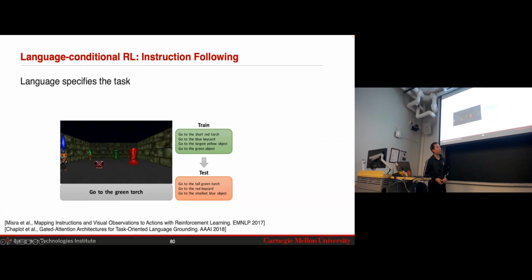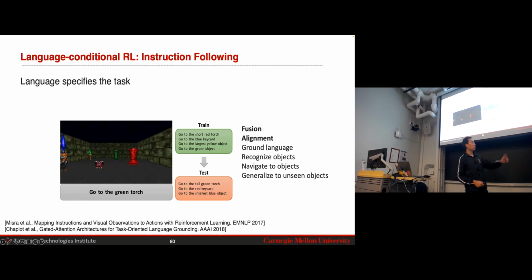So in detail, the first type is more language conditional, where language specifies a task. We've already seen this example where you give an instruction, go to the green torch, and get the agent to follow this instruction. A very important thing here is both fusion and alignment, right? You have to learn representations that fuse the language with the image. And also alignment: you have to figure out that green actually specifies this color and torch actually specifies this shape. Only with alignment can you then generalize to unseen shapes and unseen objects, right? You might go to the green object during training, but go to the green torch during testing.